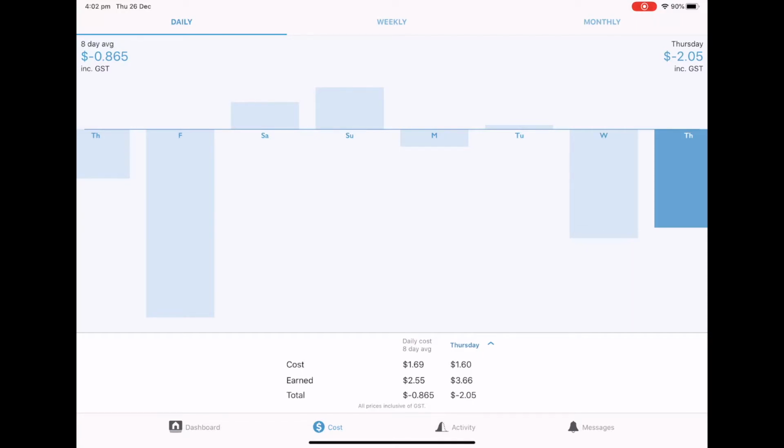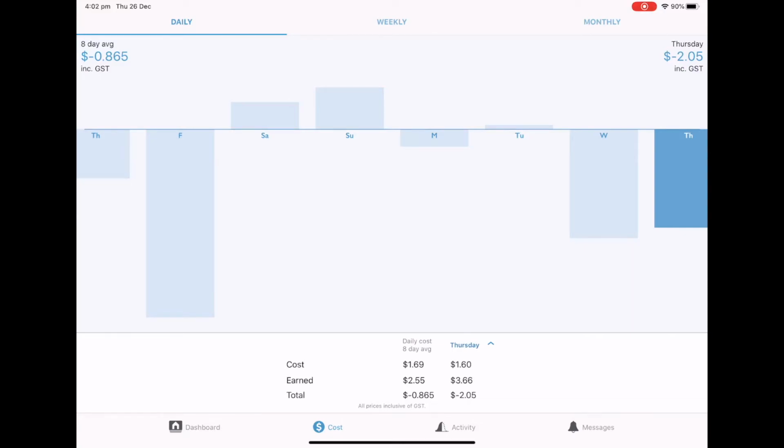So as you can see, this week, Wednesday, Thursday, I made money from solar. Tuesday, I paid a little bit. Monday, made a little bit. Saturday, Sunday, I paid. So these are basically very overcast days where the solar was minimal.